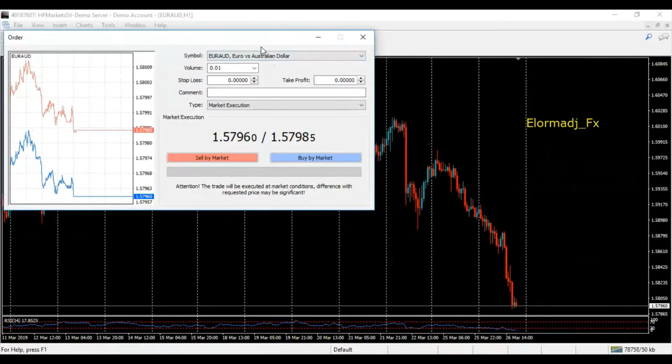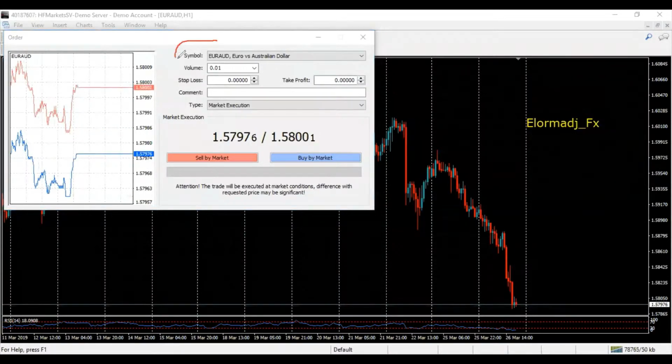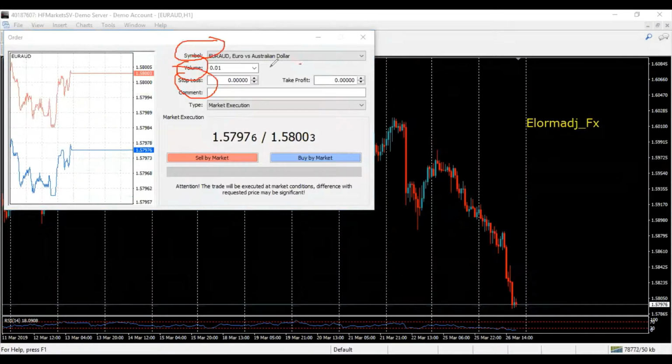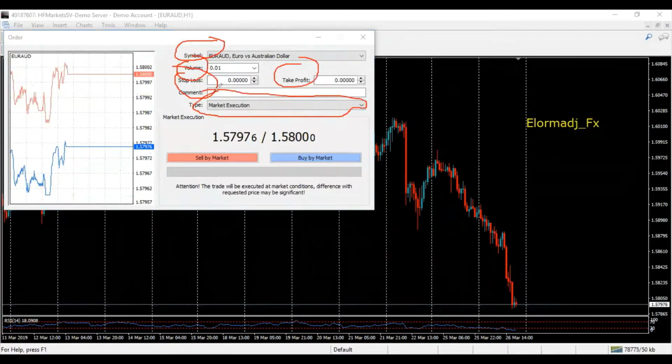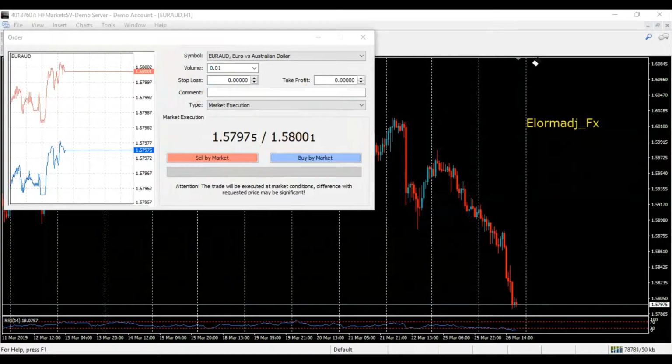On the new order, you have the symbol. This is the symbol. Then we have the volume, the lot, the stop loss, the take profit, and the market execution. So we have sell by market or buy by market. This will be our focus today, guys.